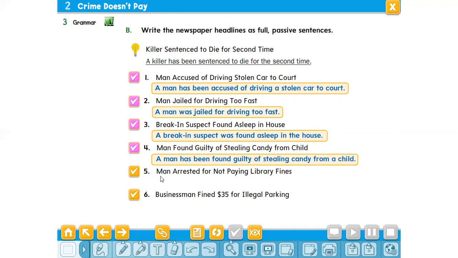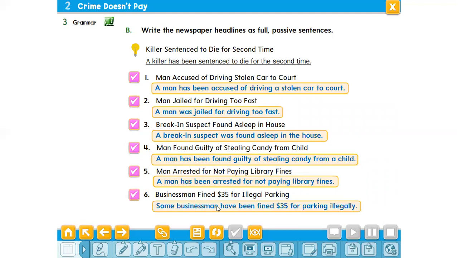Number 5, man arrested for not paying library fines. The verb here, arrested. Excellent, arrested. A man has been arrested for not paying library fines. Businessman fined $35 for illegal parking. Where is the verb? Fined. Excellent. Some businessmen have been fined $35 for parking illegally.